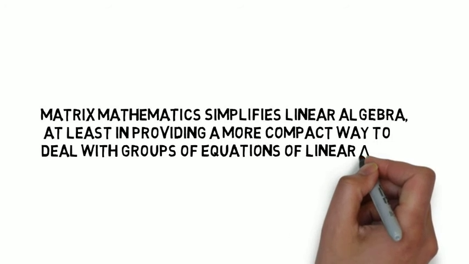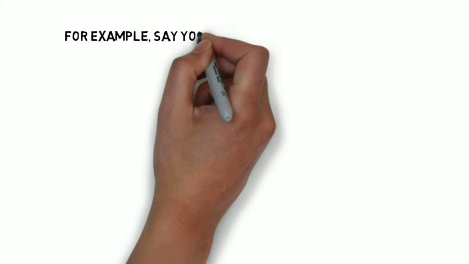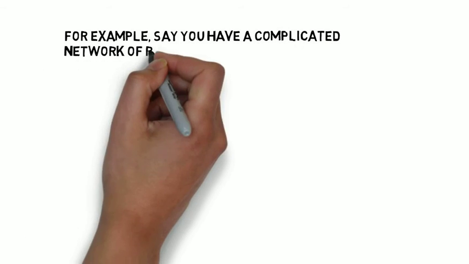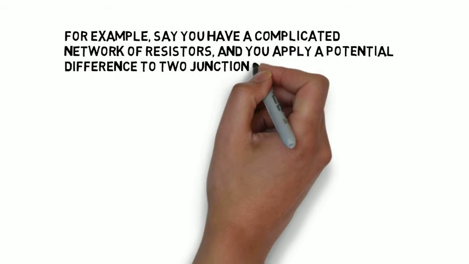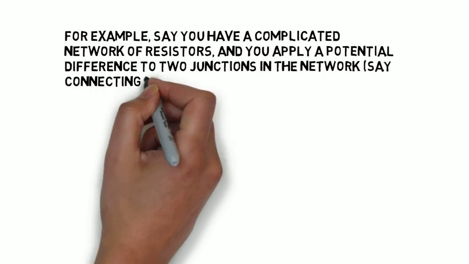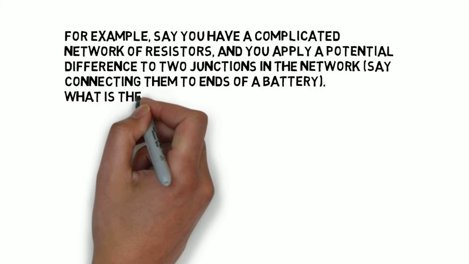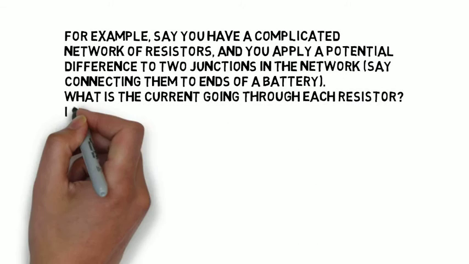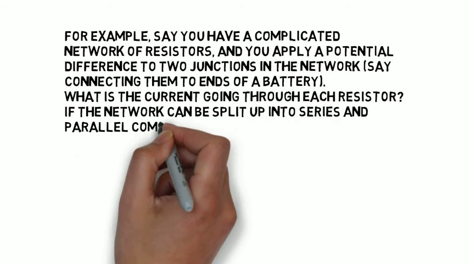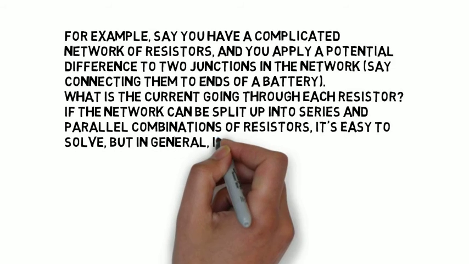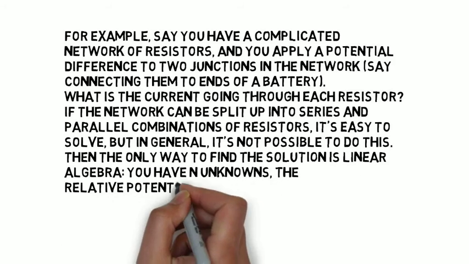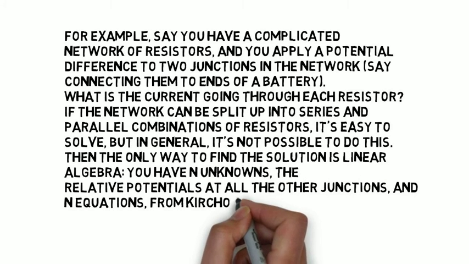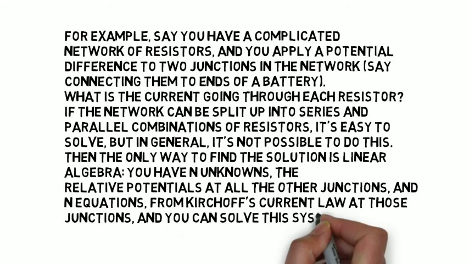of linear algebra. For example, say you have a complicated network of resistors and you apply a potential difference to two junctions in the network, say connecting them to ends of a battery. What is the current going through each resistor? If the network can be split up into series and parallel combinations of resistors, it's easy to solve, but in general, it is not possible to do this. Then, the only way to find a solution is linear algebra.